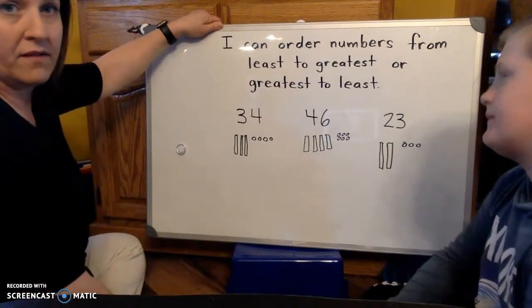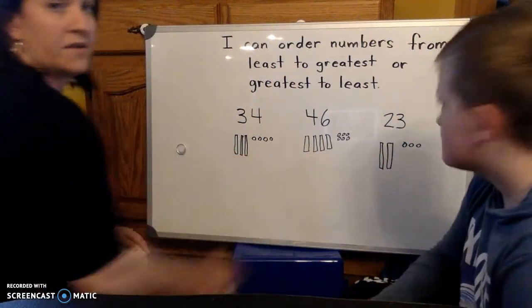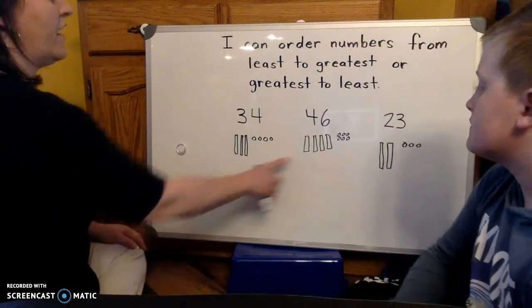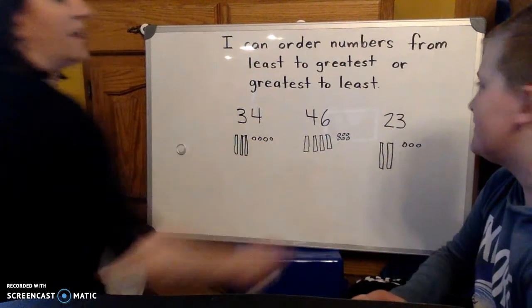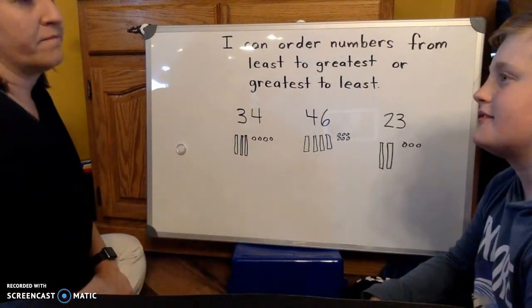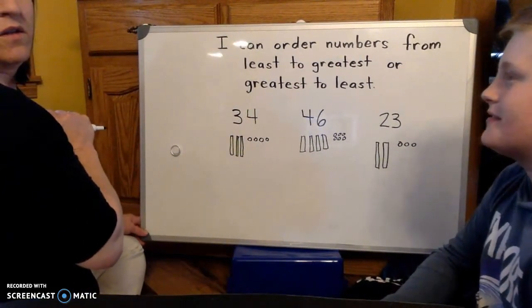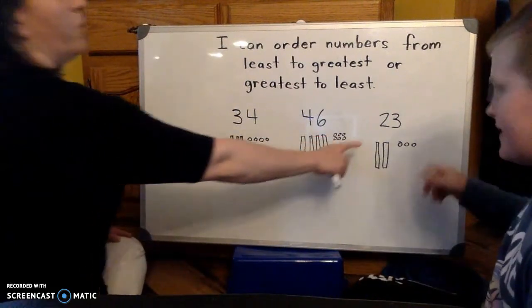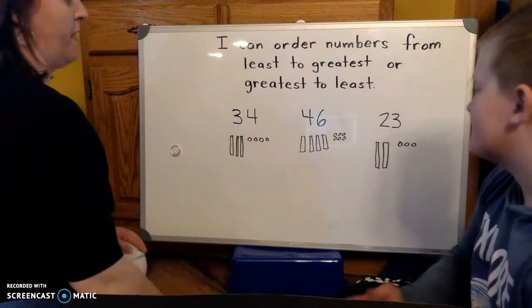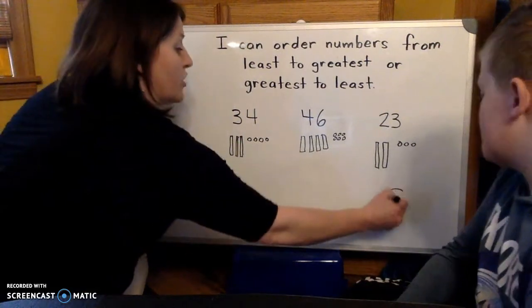Least meaning the smallest. Okay, so which one of these numbers has the least amount of tens? Here we have 3 tens, 4 tens, 2 tens. Which one has the least amount of tens? It's the smallest amount. What do you say? 2. So what number would that be? 23. That's the one with the least amount of tens, right? So that one would go first if we're going from least to greatest.